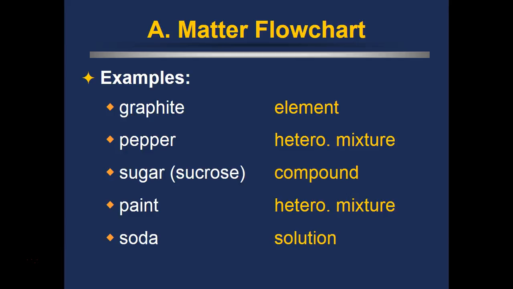So let's take a look at some examples. Graphite is an element. Pepper, on the other hand, is a heterogeneous mixture. So it's made of different things, and they're not all in the same ratio. Sugar is a compound. So that means it's made of different elements bonded together, but all in the same number. Paint is a heterogeneous mixture. And soda is a solution, which is also a type of mixture.